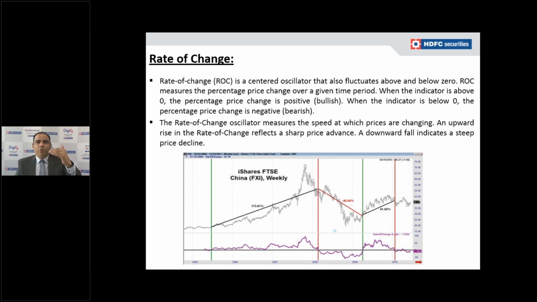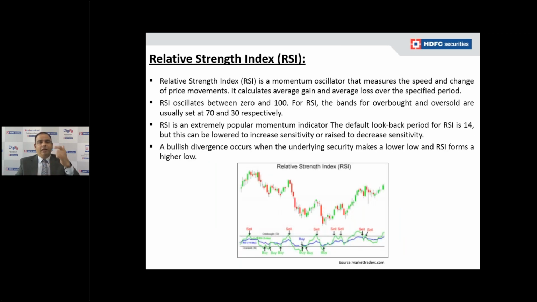If the oscillator comes up to 80, 90, the price is in an overbought level. If the oscillator comes down to 20, 10, the price is in an oversold level. When the oscillator is at the higher level, price is in an overbought level.